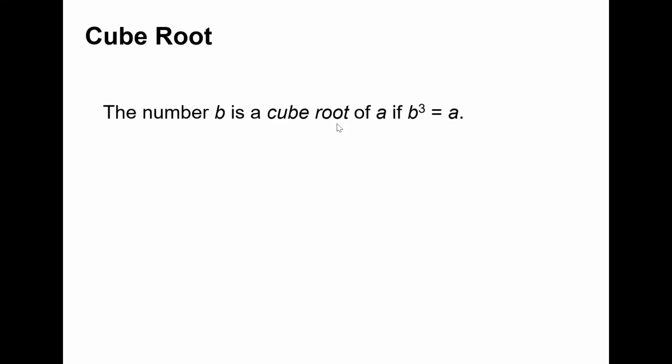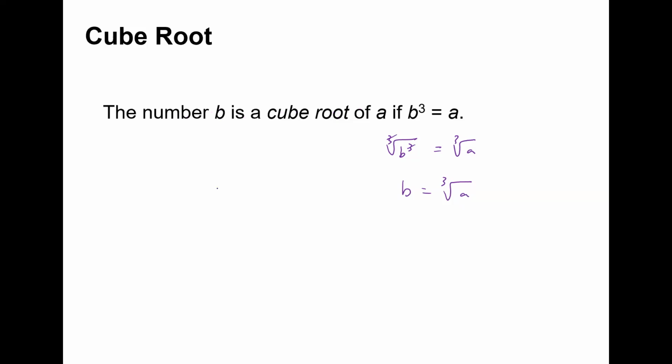All right, so now we're going to move on to the cube root. The number b is a cube root of a if b cubed equals a. That's because if we take the cube root of b cubed, that's equal to the cube root of a. Those cancel, and so we get b, which is equal to the cube root of a. So that's what we have here. B is the cube root of a.